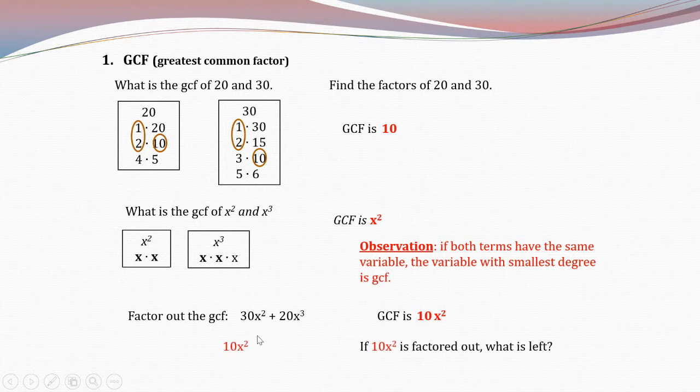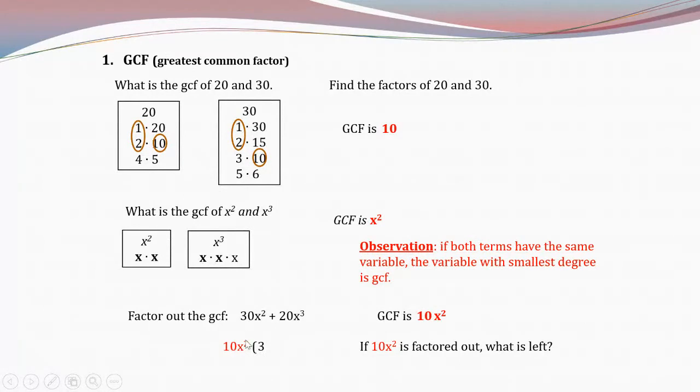So I'm going to factor it out, right? If I factor out that 10x squared from 30x squared and 20x cubed, what's left here? Here you can do it 2 ways. You can do it by multiplying or by dividing. I like to use multiplication. For example, 10 times what number will give me 30? So the answer is 3.